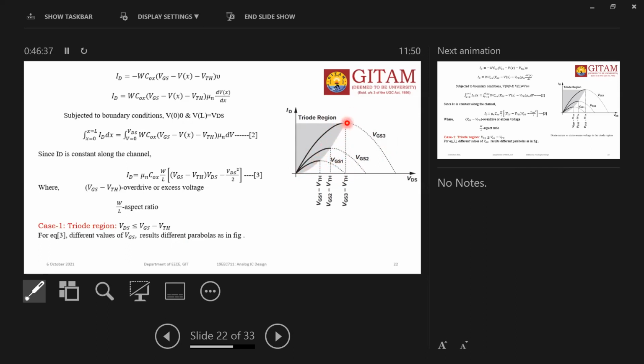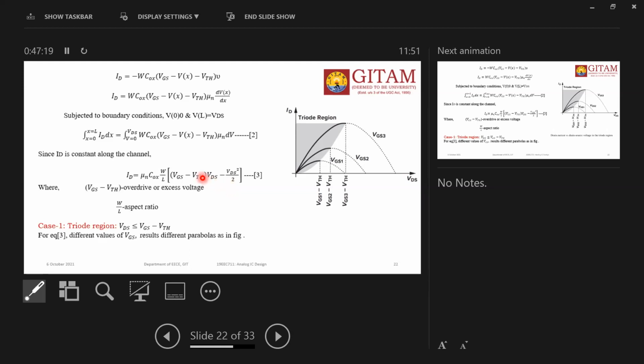Generally each curve has a maximum value. How do we find this maximum? We get the maximum whenever VDS is equal to VGS minus VTH. So if in this equation you substitute VDS for VGS minus VTH, then we get VDS square minus VDS square by 2. One minus half is equal to half.